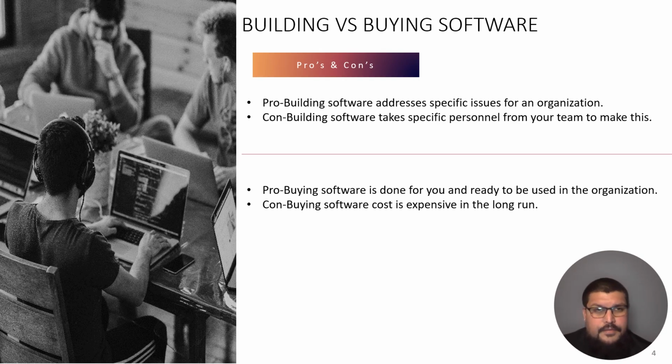So you have 2 choices. You can either build your software program or you can buy a software program. When it comes to these 2, you have pros and cons. You have to weigh them and decide what is best for you. For example, a pro for building software is that it addresses specific issues for your organization. A con for that is it takes specific personnel from your team to make this happen. When you're buying software, a pro is that it's already done for you. All you have to do is buy it and implement it. A con is that it gets super expensive.